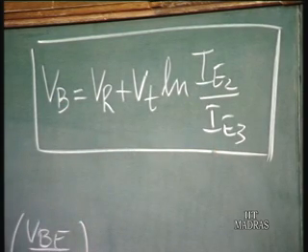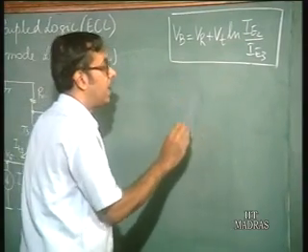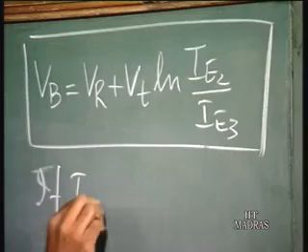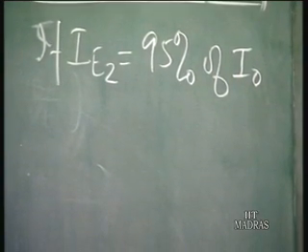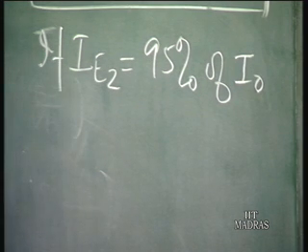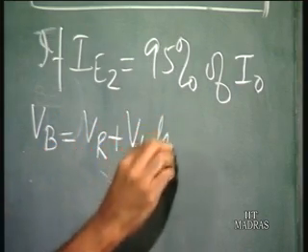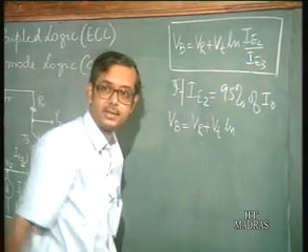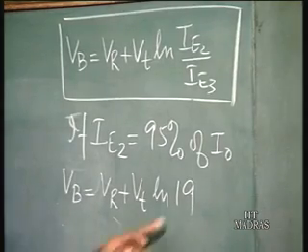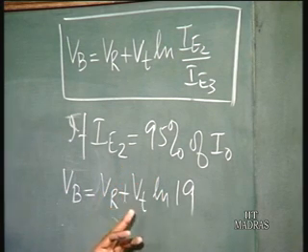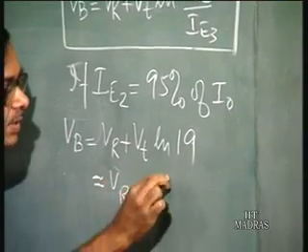Now, with this relation we can see very well that if IE2 say is equal to 95% of I naught, that is the total current, then what is VB equal to? VB will be equal to VR plus VT ln, this is 95%, so IE3 is just 5%, so 95 by 5, so VT ln 19. So ln 19 is around 3, and VT is around 25 millivolts, so this is VR plus approximately 75 millivolts.